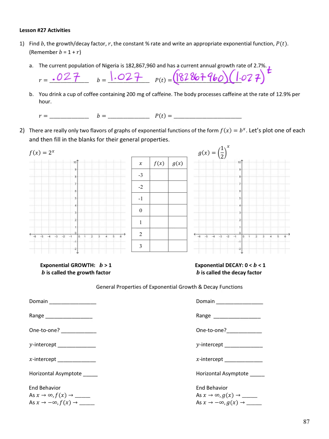Okay, so for B, you drink a cup of coffee containing 200 milligrams of caffeine. The body processes caffeine at the rate of 12.9% per hour. So your growth rate R is negative 0.129. You're decreasing the amount of caffeine in your body by 12.9% per hour. So R is negative 0.129.